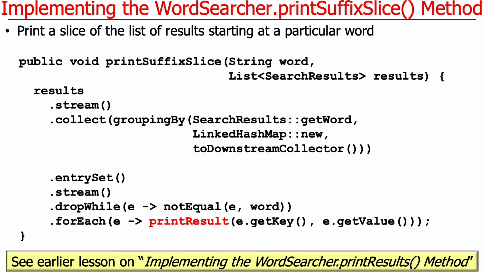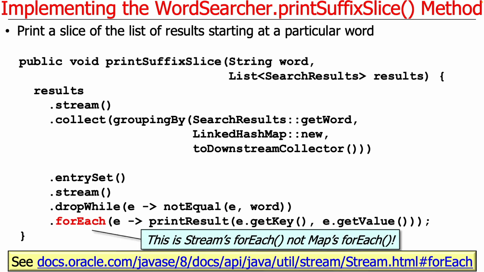We talked earlier about how we did print result. This is the same implementation of print result that we had talked about earlier. And notice that this is the stream's forEach method, not the map's forEach method. For that reason, we have to write this code this particular way, where we take the entry and then call print result on the key and the value. And that's how we stream everything out.